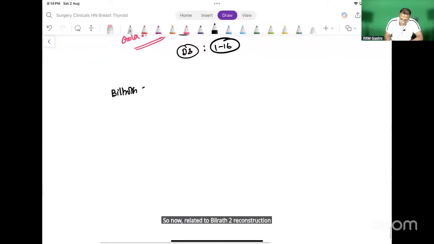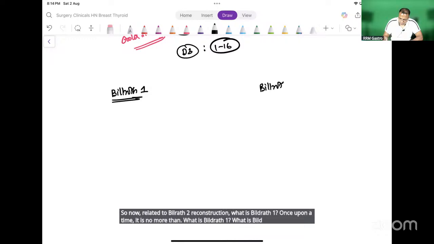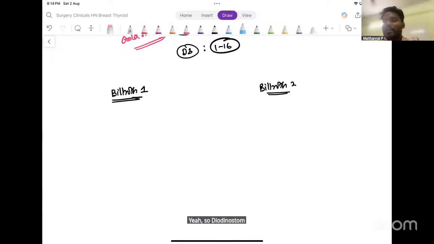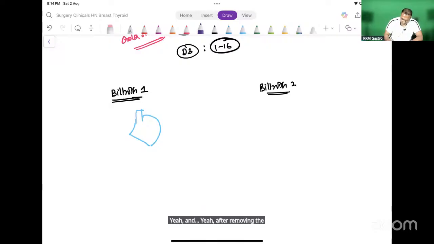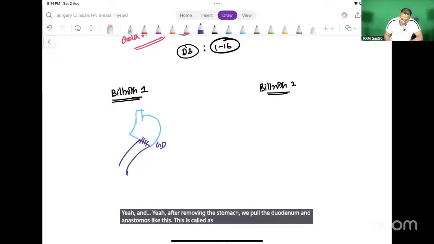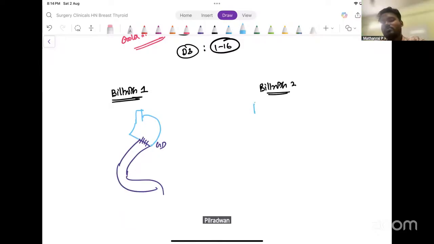What is Billroth 1? Once upon a time, it was done, it is no more done. What is Billroth 1? What is Billroth 2? Gastroduodenostomy we are doing. So we are directly connecting the duodenum with the stomach. After removing the stomach, we pull the duodenum and anastomose like this. This is called gastroduodenal anastomosis. This is called Billroth 1. And this is Billroth 2.